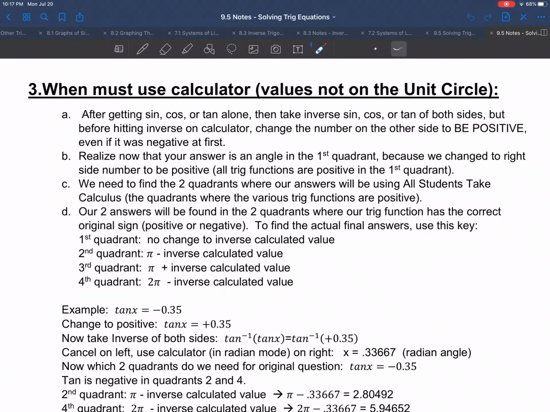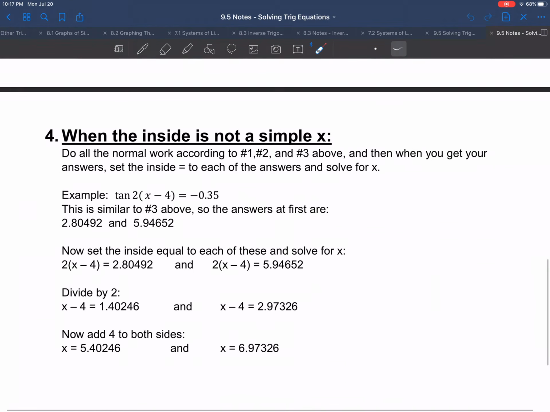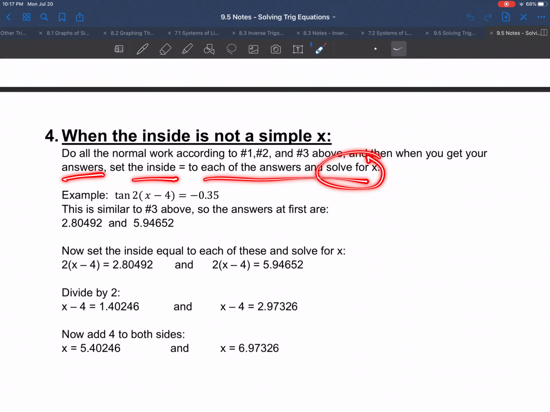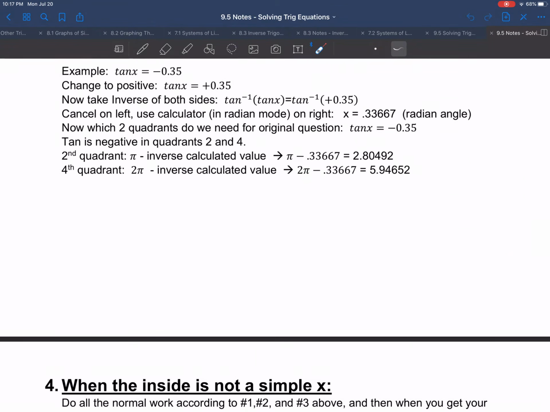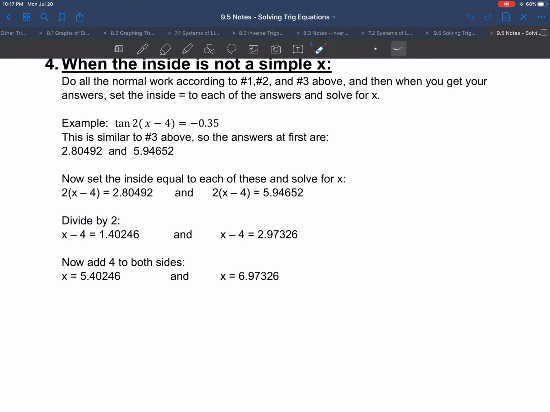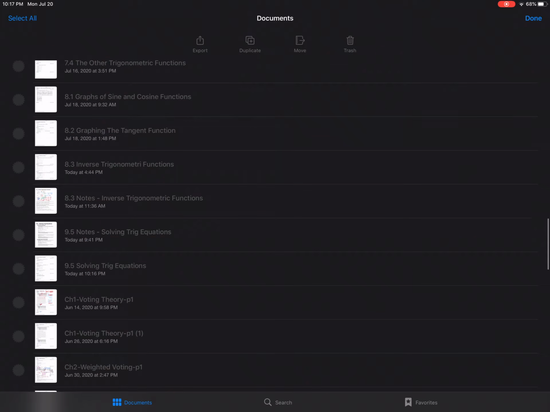All right, now, having done that, let's go down to number 4. When the inside is not a simple x, do all the normal work according to 1, 2, and 3 above. Then, when you get your answers, set the inside equal to each of the answers and solve for x. They're showing an example here with two answers from this last tangent question. Take those two answers, set the inside equal to both, and then solve. So that's what I've got to do. I've got to finish this one up now.